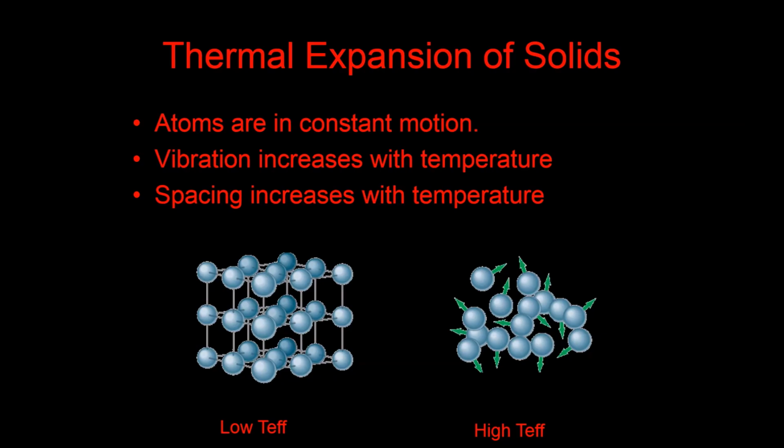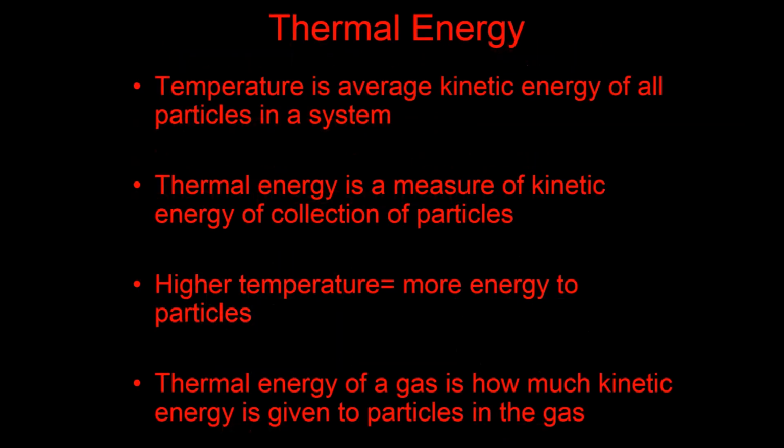So, we can really relate thermal energy and temperature to the dynamics of our system, how much energy is provided to the particles to move around. So that means we can think of temperature as the average kinetic energy of all the particles in our system. So thermal energy really is a measure of the kinetic energy of the collection of particles that we have in our system. Higher temperature means more energy is available to those particles to move around. So the thermal energy of a gas can really be described as how much kinetic energy is given to the individual particles in that gas.